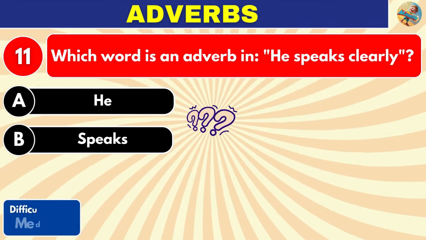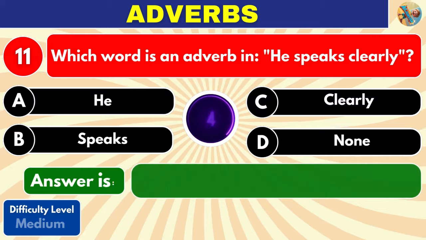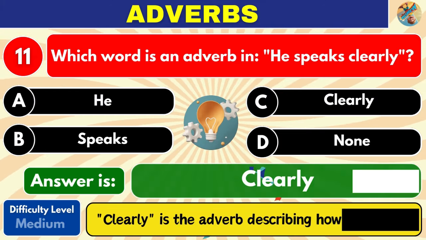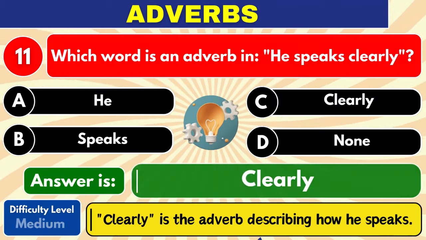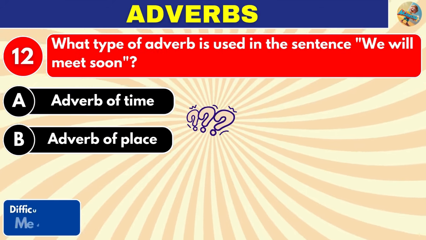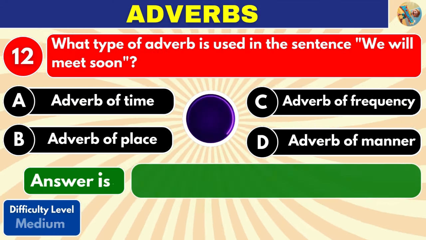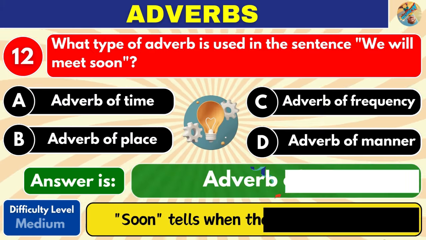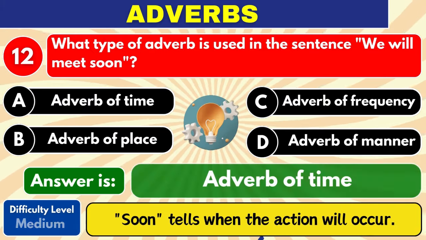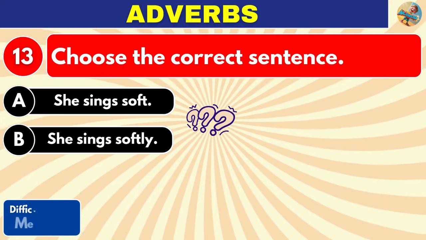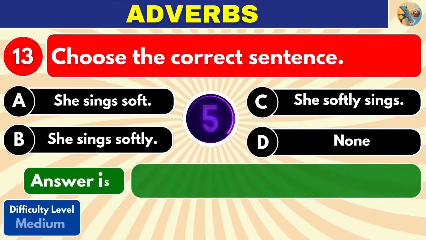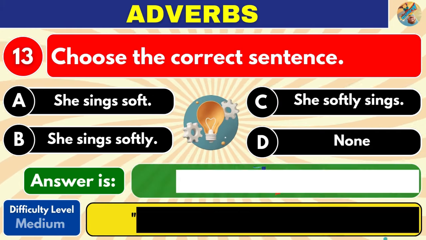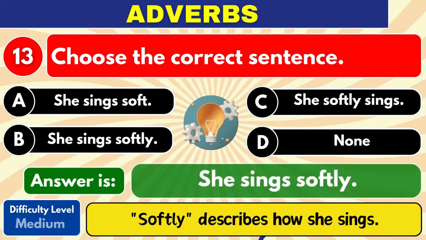Question 11 is which word is an adverb in he speaks clearly? Answer 11 is clearly. Question 12 is what type of adverb is used in the sentence, we will meet soon? Answer 12 is adverb of time. Question 13 is choose the correct sentence. Answer 13 is she is singing softly.